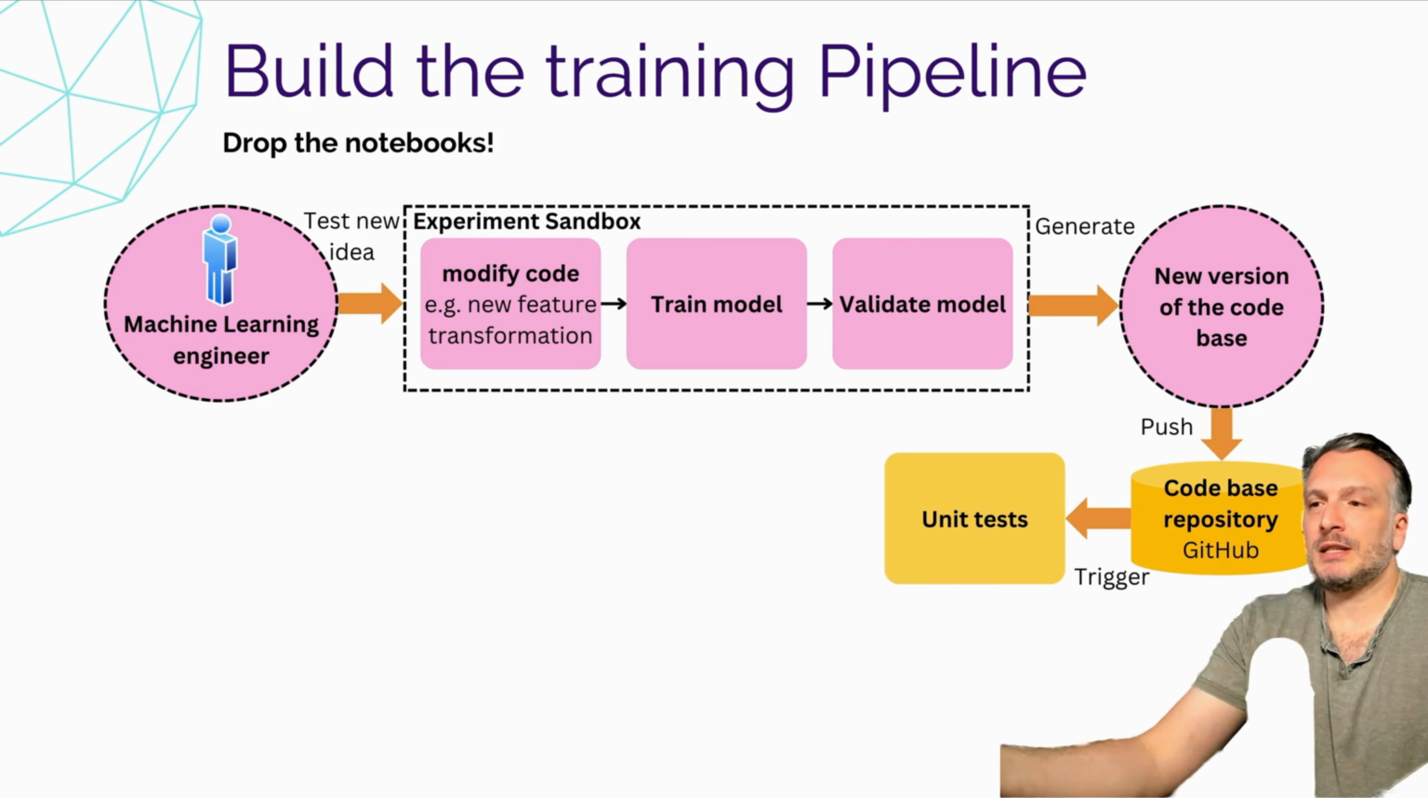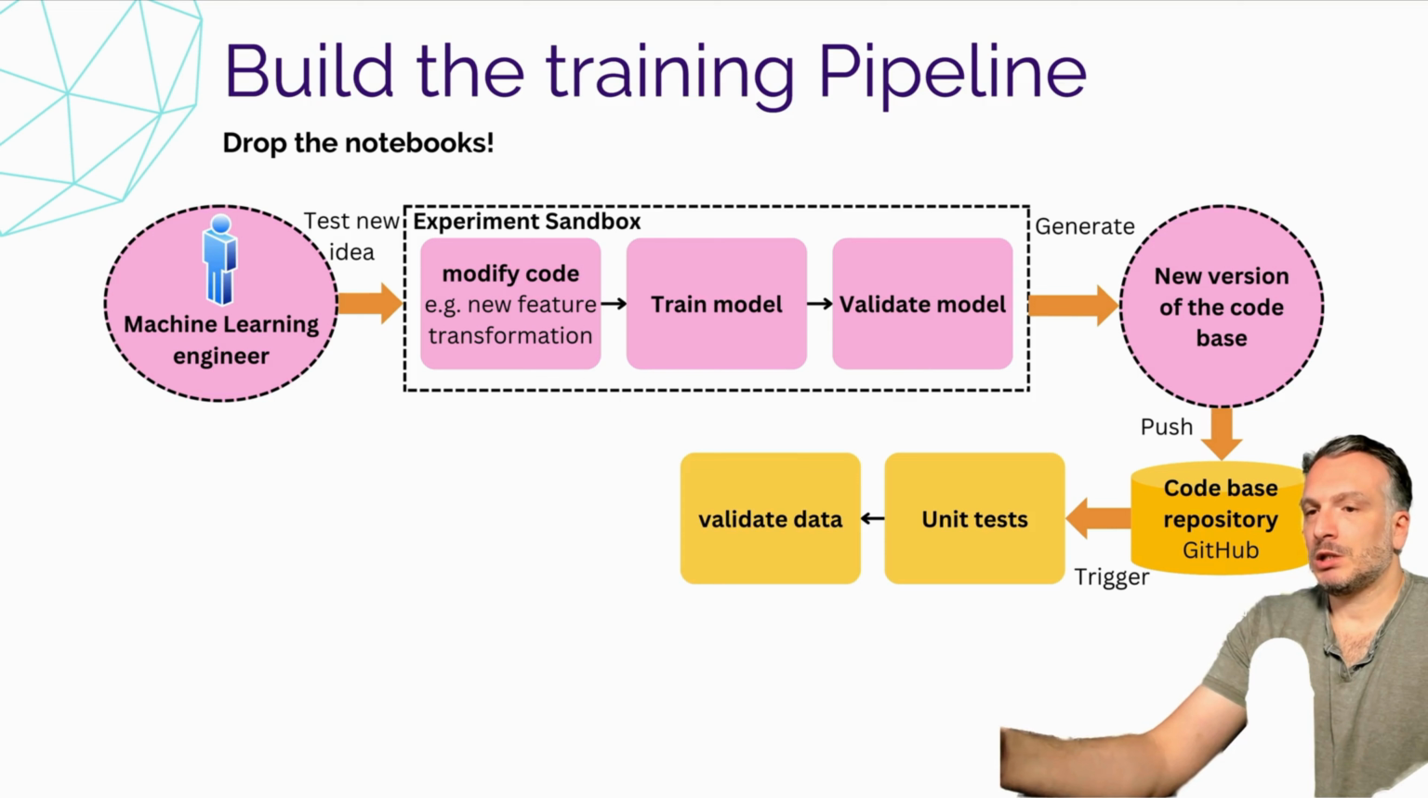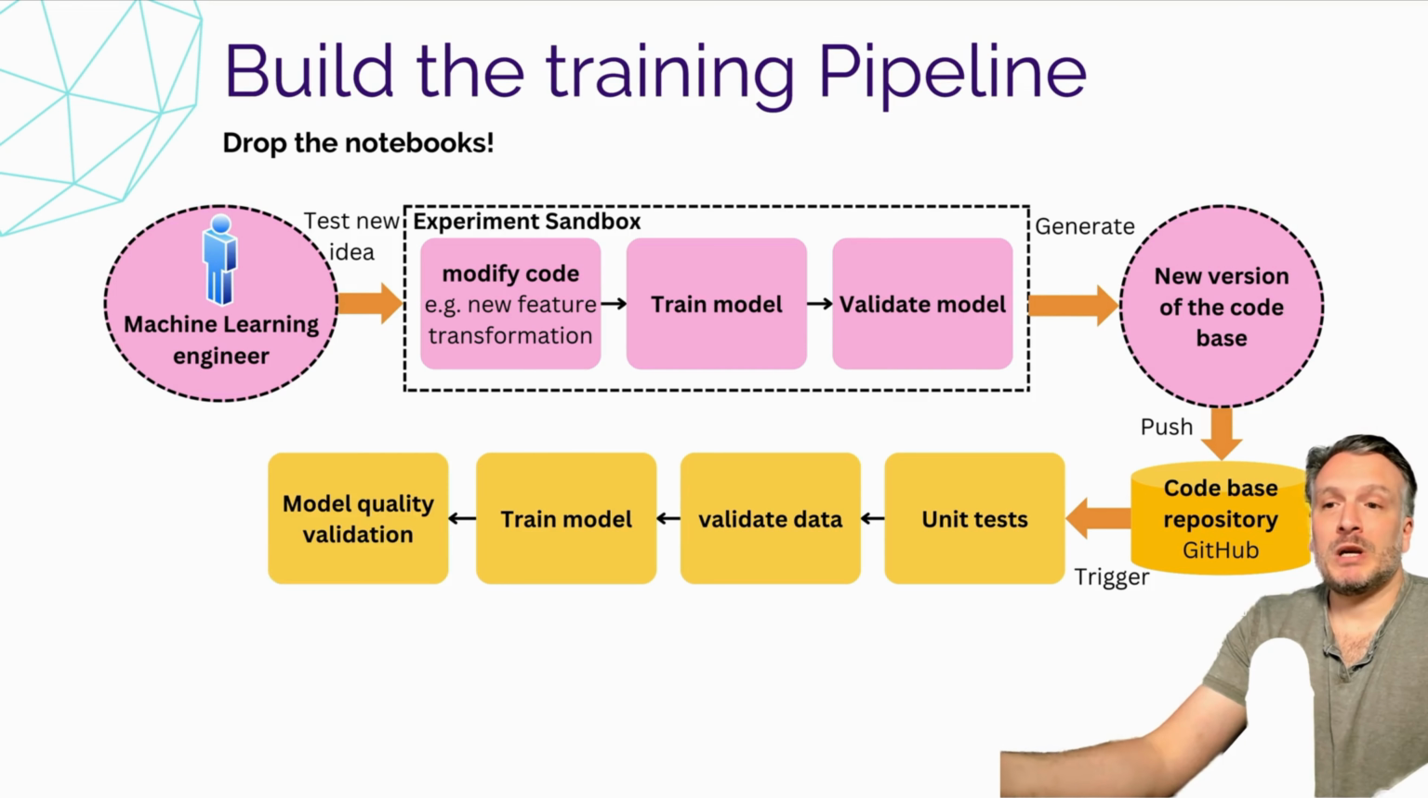So when this new idea is translated into code, we need to make sure that we have some unit tests to ensure that what we push to the code base is not breaking what we have already. With this new code base, we should be able to retrain the model at will with different types of data. Everything should be quite automated when it comes to training. So we should have some data validation. Once the data is validated, the model should be retrained, and we should be able to automatically validate the quality of the model. Those steps should rarely be manual.